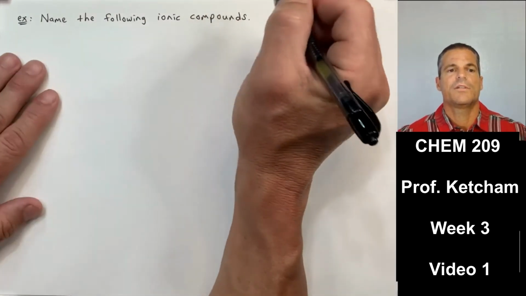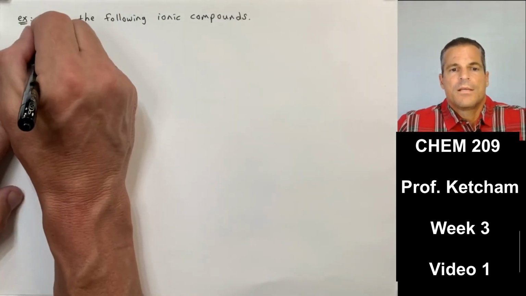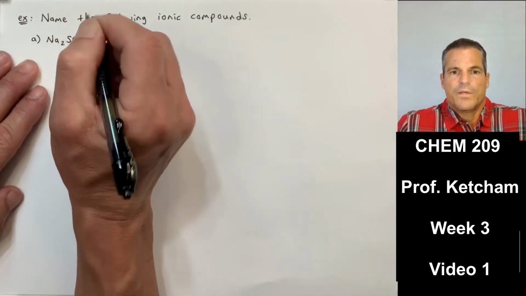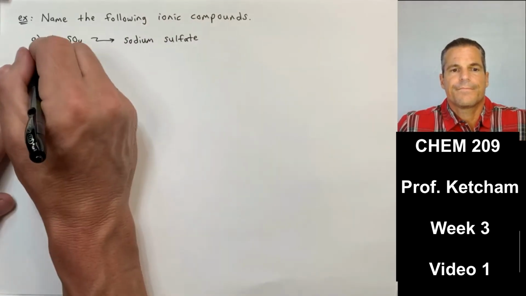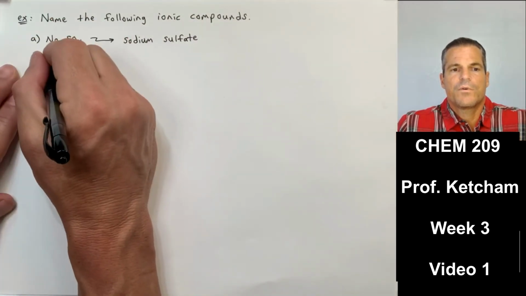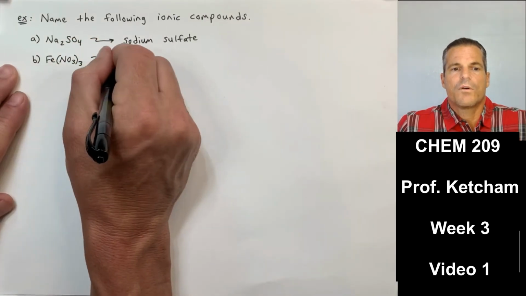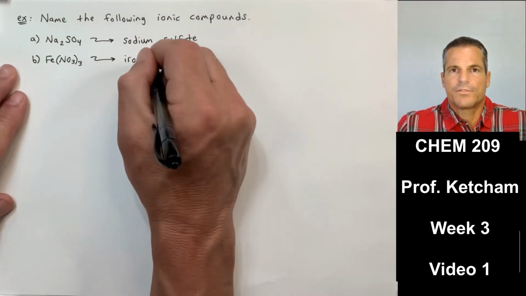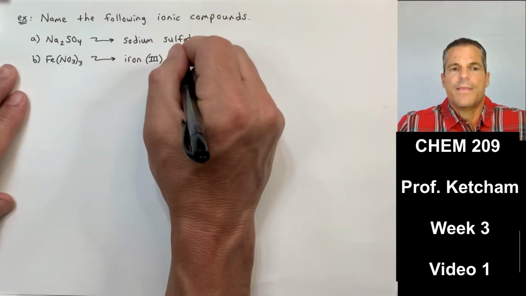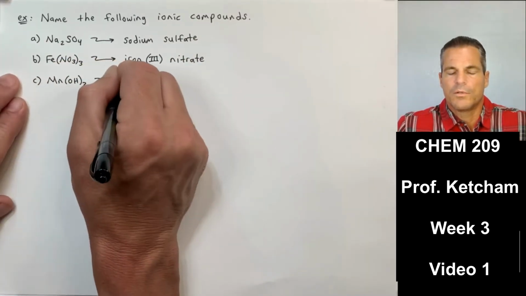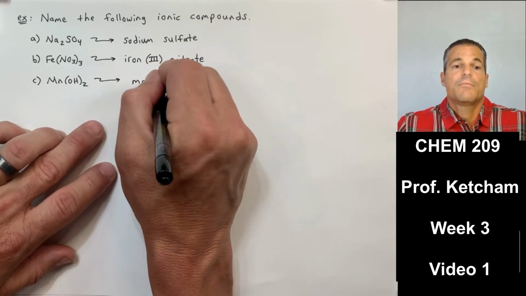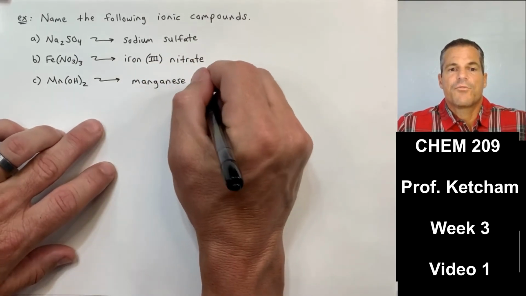Okay, so let's do an example here. Name the following ionic compounds. The first one here is Na2SO4. Well, this is just sodium sulfate. The Na is always a +1 because it's group 1, so we don't need a Roman numeral. Sodium sulfate. B, this is iron 3 nitrate.